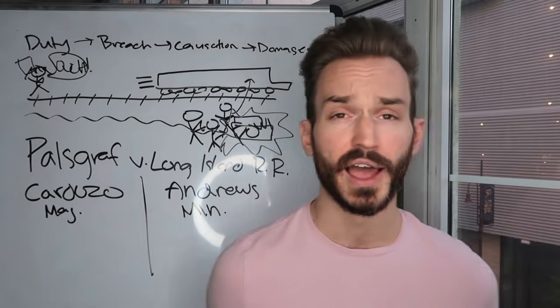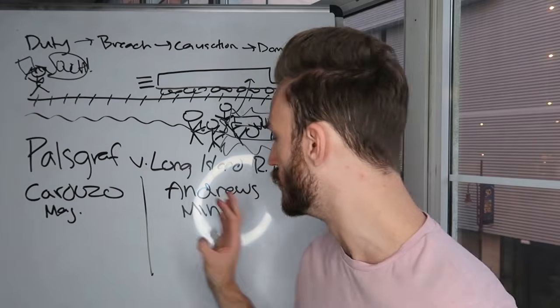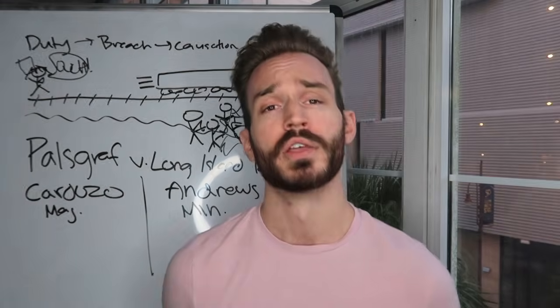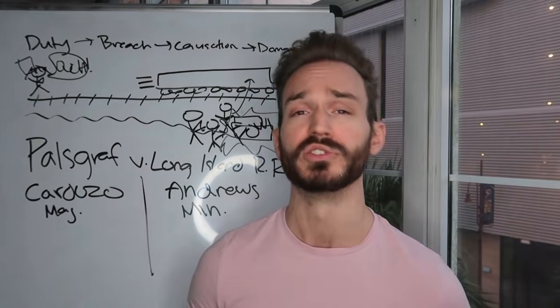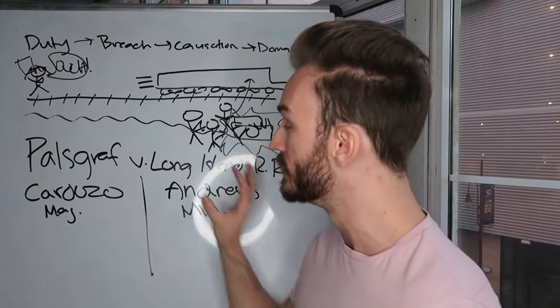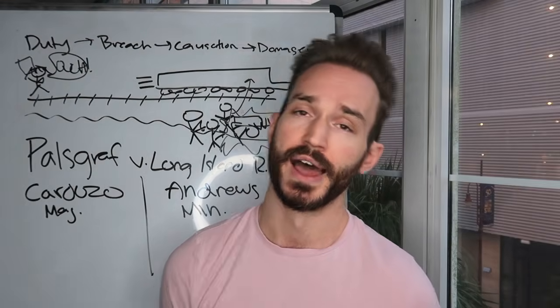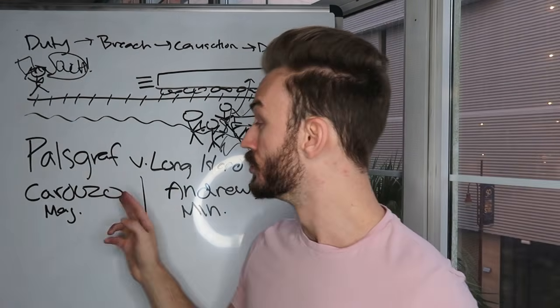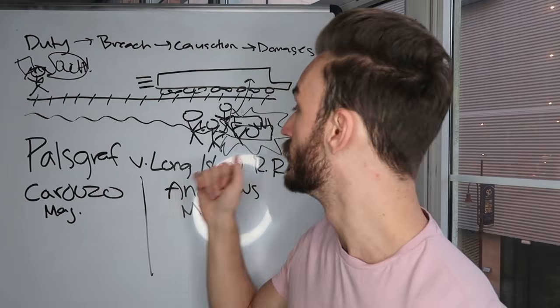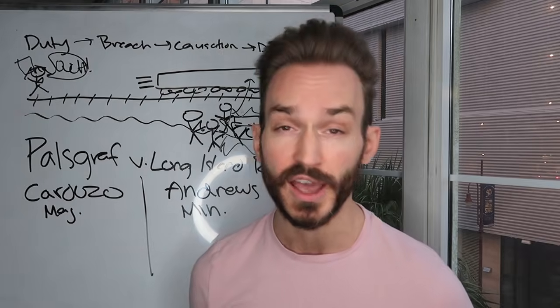Okay, and I know oftentimes students only focus on the majority. This is one of those times where you really do want to focus on both the majority and minority opinion to really rack up all the points you need on a tort essay question. You're going to have to discuss both of these approaches in your duty analysis. So what does Cardozo actually find here? Does he find that Long Island Railroad owes Miss Palsgraf a duty of care?